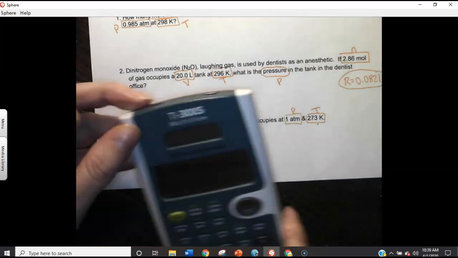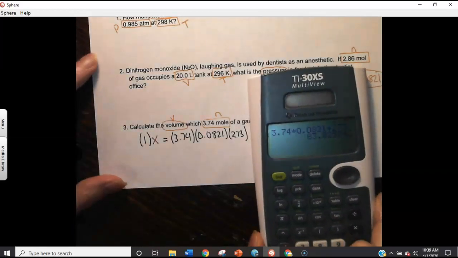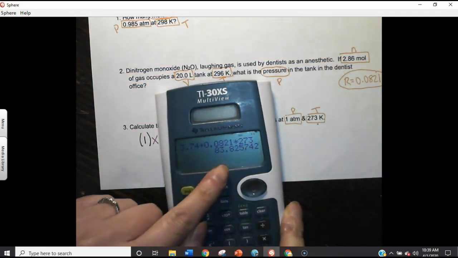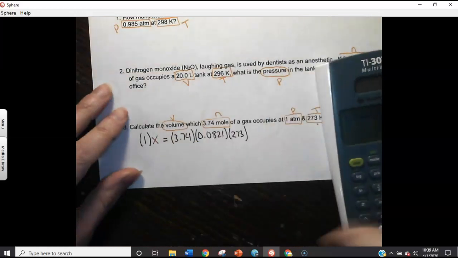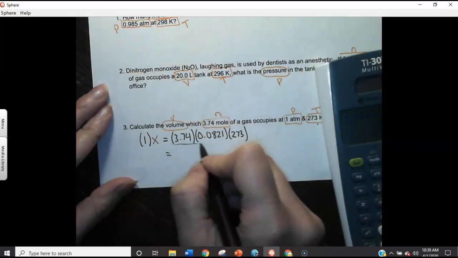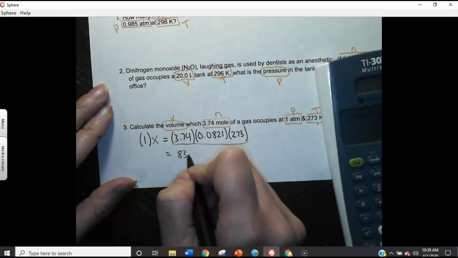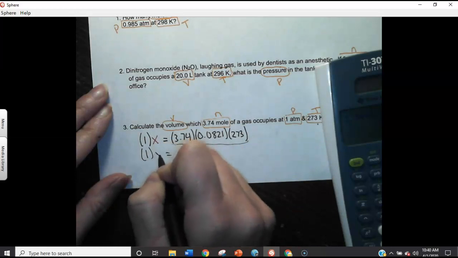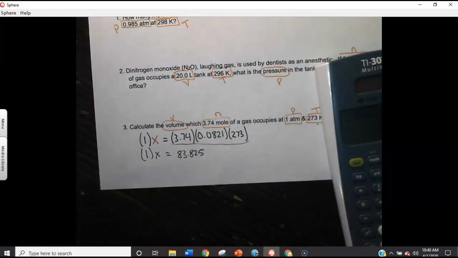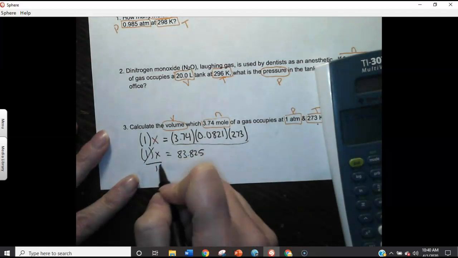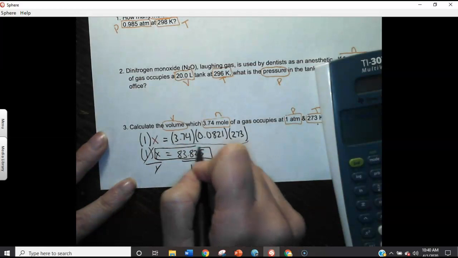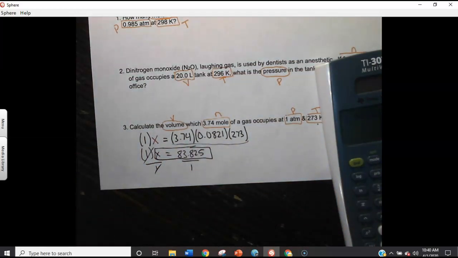Okay. So what I just did was combine like terms. Moles times constant times temperature. And I got 83.825. And on this side, I still have 1 times x. Well, I should divide both sides by 1, right? And I get still 83.825 as my answer. That would be the volume of this gas.